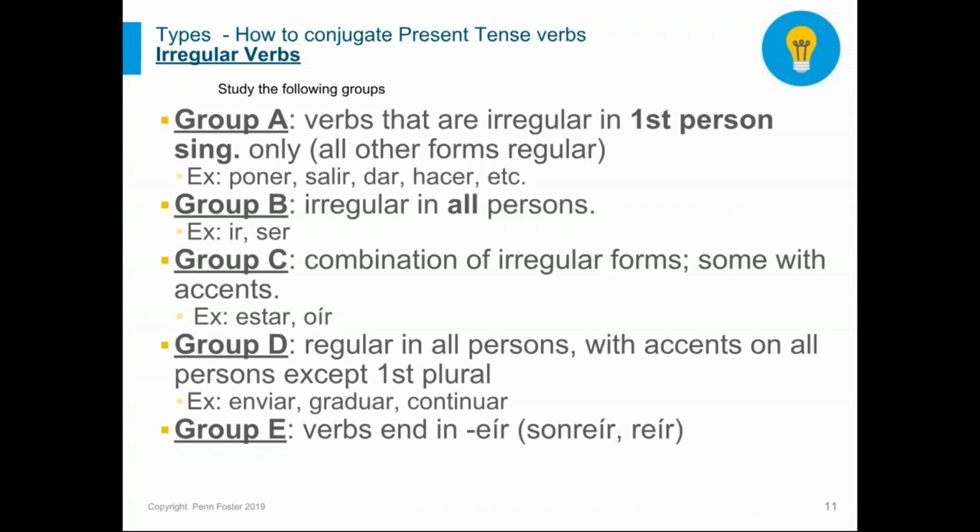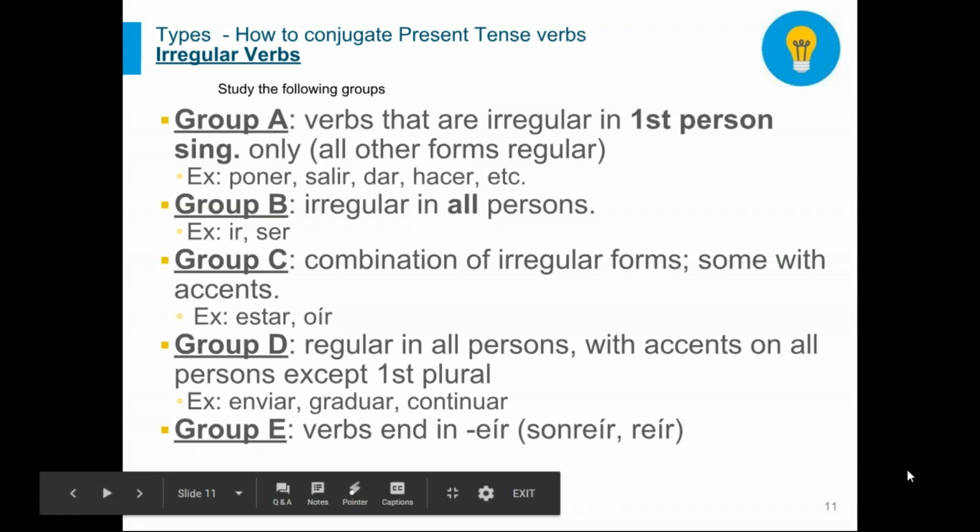Group D is another one that does include accent marks, but it has more of a regular feel to it, regular endings, but verbs like enviar, graduar, and continuar will have accents on all persons, as you'll see later on either the I or the U. And so as I said, every person except for first person plural. So the nosotros form will just be regular without an accent mark. So again, quite unusual, quite irregular. And finally, any that are considered in group E are those verbs that end in EIR, like sonreír and reír, and they have quite unique conjugation rules, which will be shown in a few minutes.